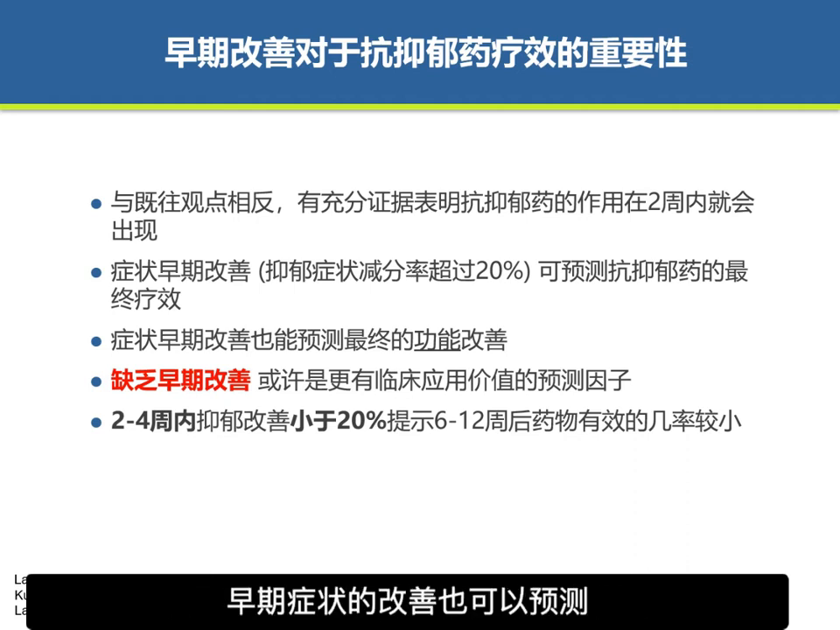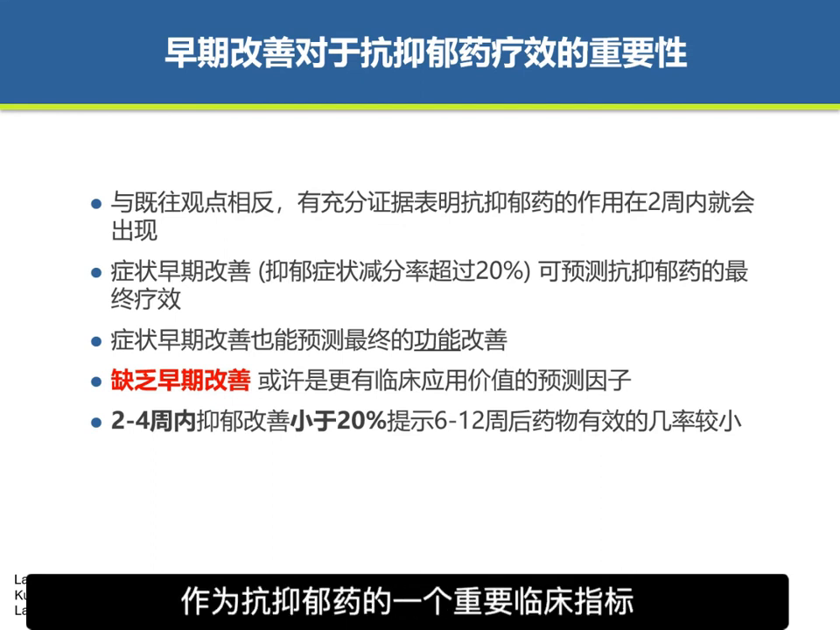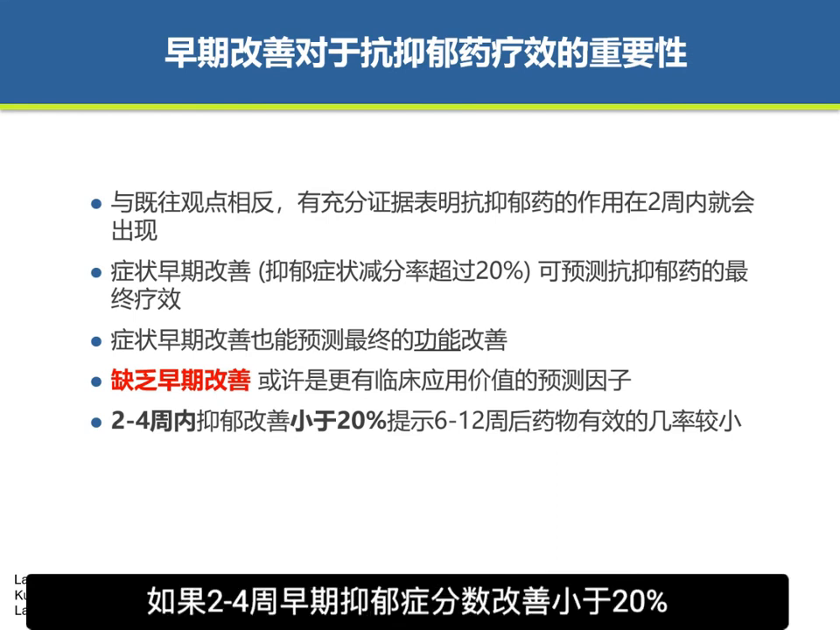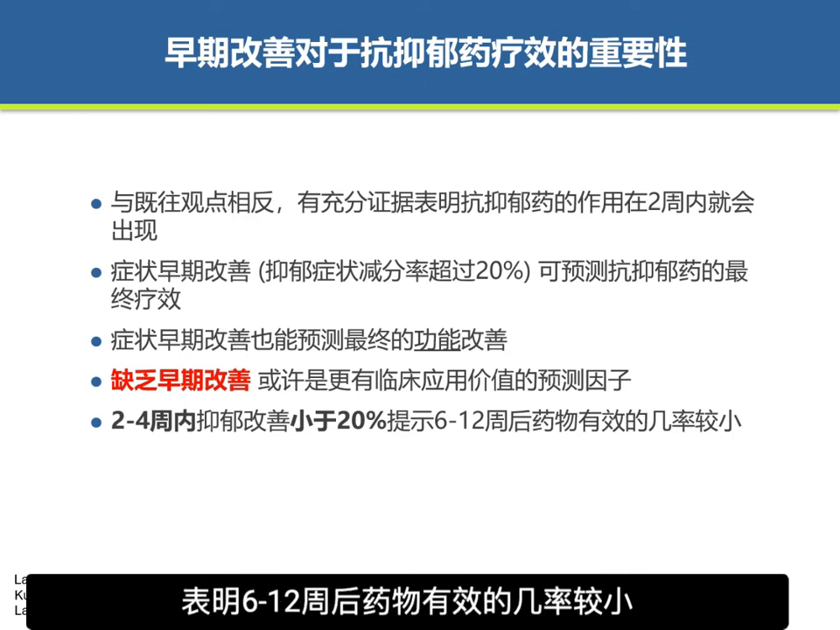Early improvement in symptoms also predicts the final functional improvement in people with depression. And so we can look at lack of early improvement as a clinically useful predictor of lack of response to antidepressant. So that's why we say that less than 20% improvement in the depression score at that early 2 to 4 week mark indicates that the patient will likely have low probability of final response at 6 to 12 weeks.